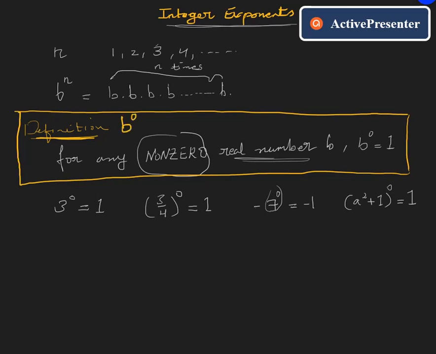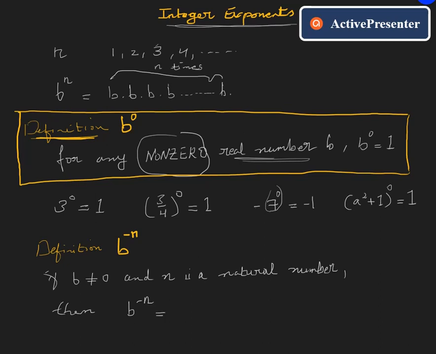Let's now take the definition of b to the minus n. If b is not equal to 0 and n is a natural number, then b to the power minus n equals 1 over b to the power n, and 1 over b to the minus n equals b to the power n.